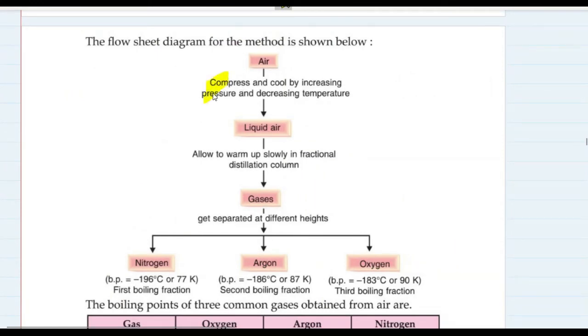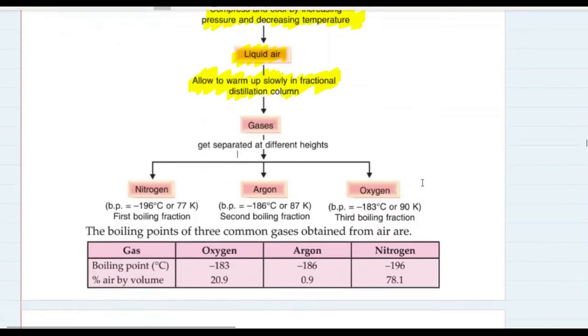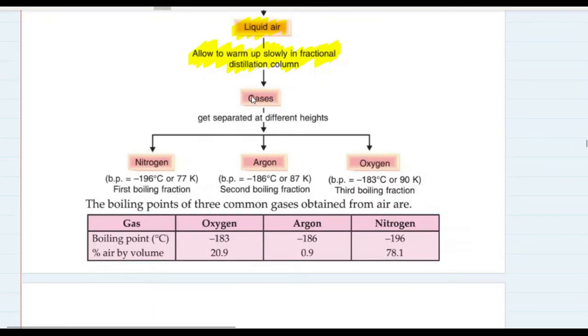First, air is compressed and cooled by increasing the pressure and decreasing the temperature. It is converted into liquid air. We allow the liquid air to warm up slowly in a fractional distillation column. Now the gases, which have different boiling points, get separated at different heights.